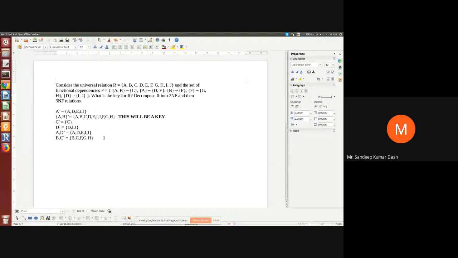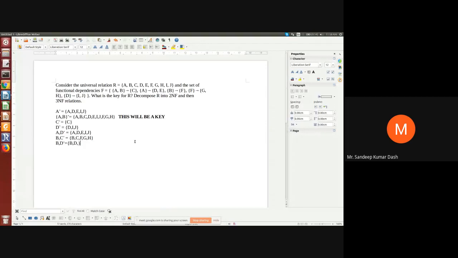Anybody got any separate key apart from A and B? Say BD. BD is a potential option. B and D will be there. No, A cannot come in. So it seems there is only one key here, AB, or there can be any other key.